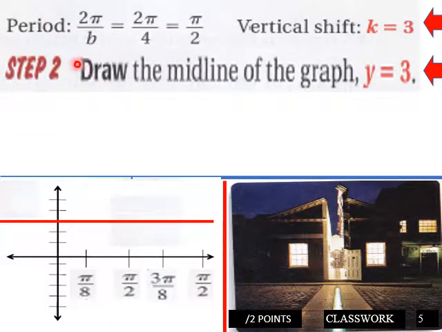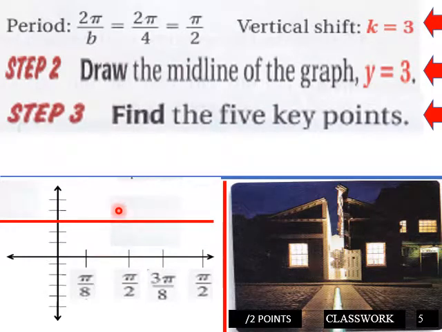So here is our midline, y equals 3. Our period is 2 pi over b, so it's 2 pi over 4. So it's pi over 2 is our period. So we have a pi over 2 period. And then we have vertical shift of k equals 3. Draw the midline of the graph, which is y equals 3. So there is our midline.